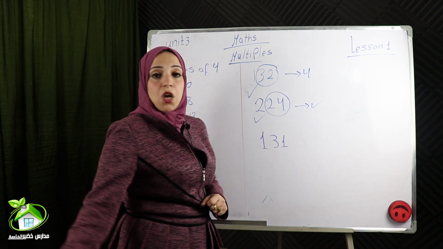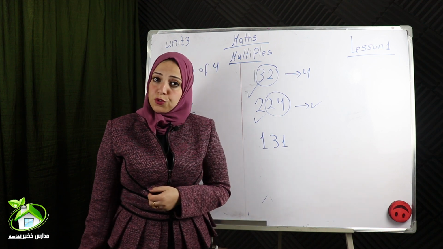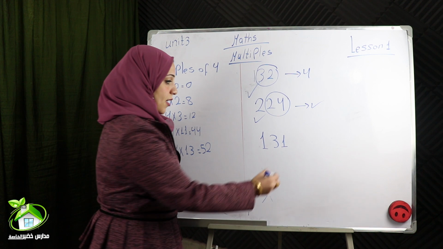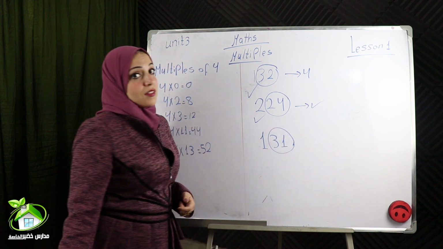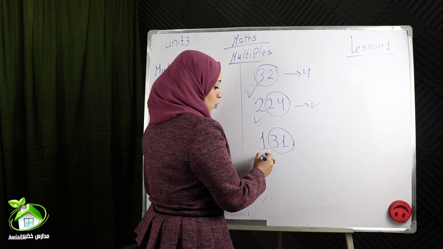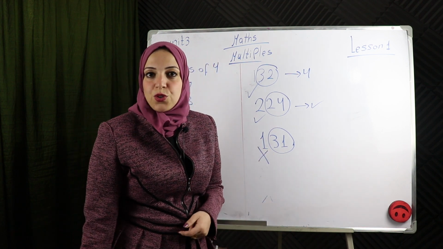131. I want to know if this number is a multiple of 4 or not. I determine the tens and units together as 31. 31 isn't a multiple of 4. So 131 isn't a multiple of 4 also.